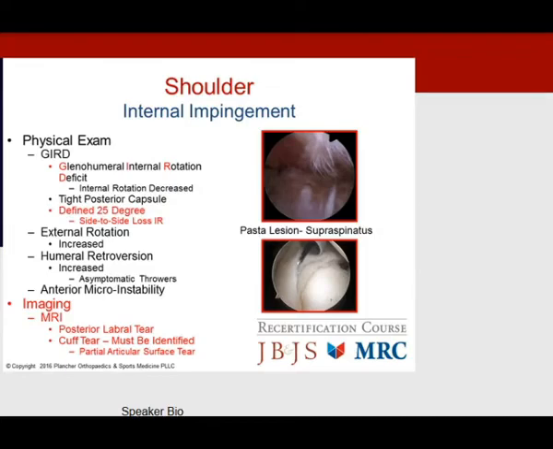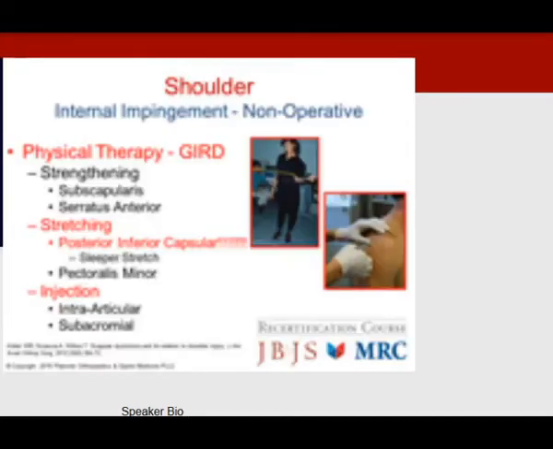When you do examine a patient with internal impingement, they have the glenohumeral internal rotation deficit, or that internal rotation that's decreased with a tight posterior capsule, or GIRD. We define it as 25 degrees of side-to-side loss of internal rotation. External rotation will be increased, and more often than not, we can find in asymptomatic throwers a humeral retroversion. By all means, obtain that MRI, look for the posterior labral tear, look for the cuff tear and that partial articular surface tear, or just fraying, as you can see on the top right here.